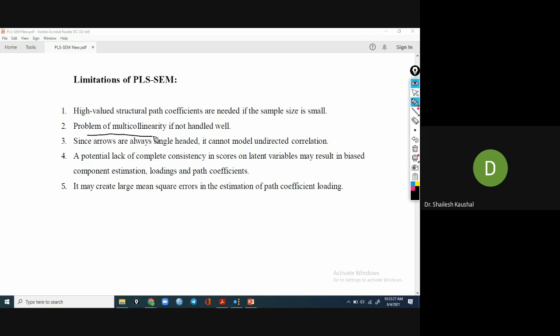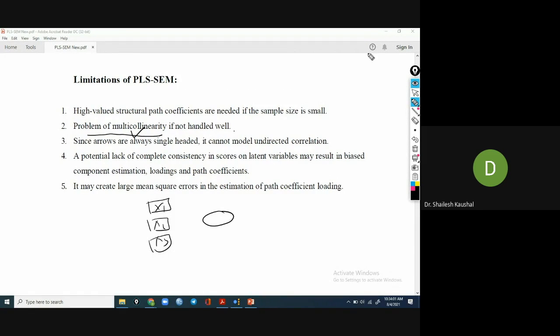Problem of multicollinearity if not handled well. Sometimes the indicators like x1, x2, x3 should be unrelated to each other. If all the indicators are related, then we can say there is an issue of multicollinearity. So the variables should be unrelated to each other.